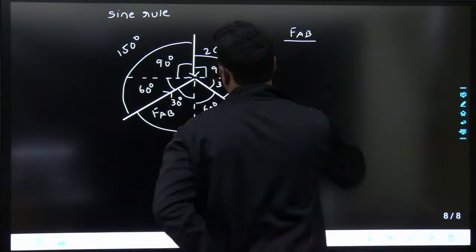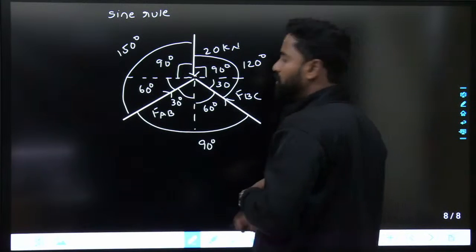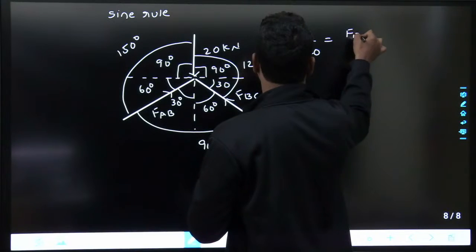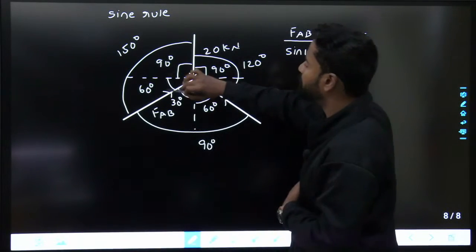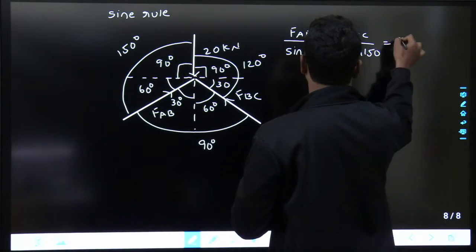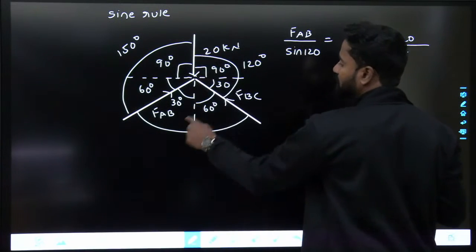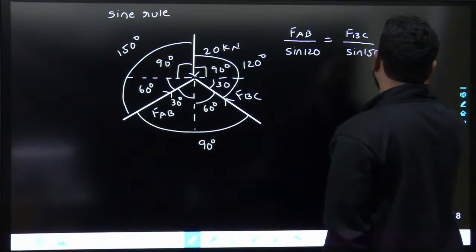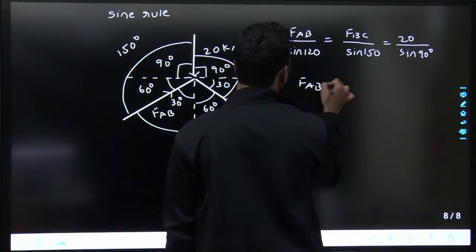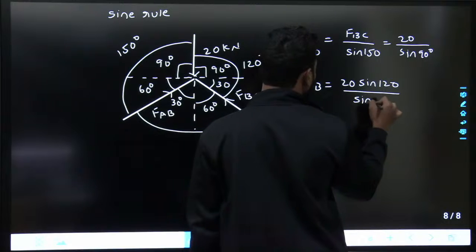FAB upon the sine of the angle opposite to it, which is sine 120. FAB upon sine 120 equals FBC upon the sine of its opposite angle. What is the opposite angle? Sine 150. That equals 20 upon sine of its opposite angle, 90 degrees, right? So 20 upon sine 90. So directly, FAB equals 20 sine 120 upon sine 90.